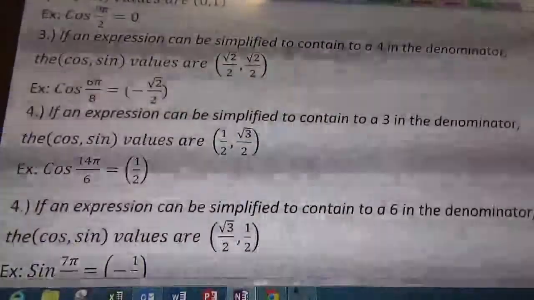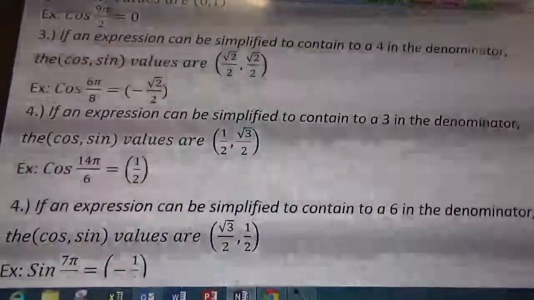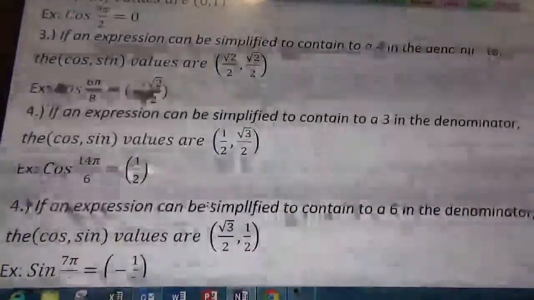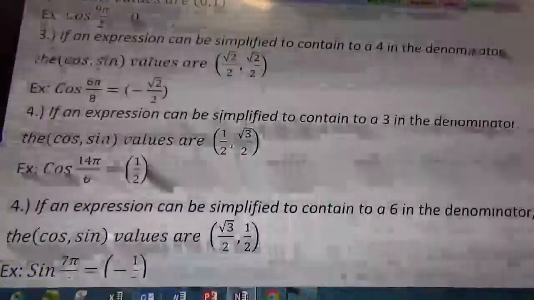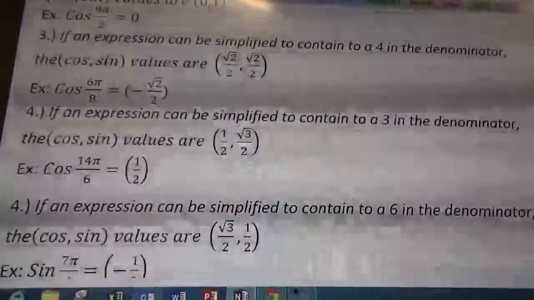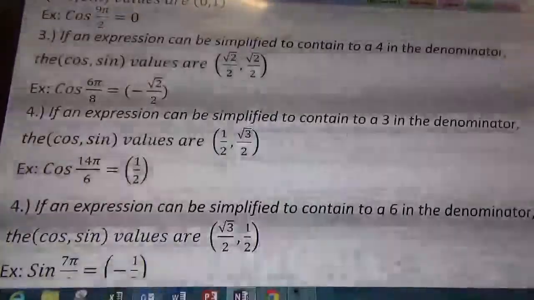If an expression can be simplified to contain a 4 in the denominator, the cosine sine values are square root of 2 over 2 and square root of 2 over 2. Example, cosine 6 pi over 8 equals negative square root of 2 over 2. The radian expression in the above case can be simplified down to 3 pi over 4, satisfying the rule.